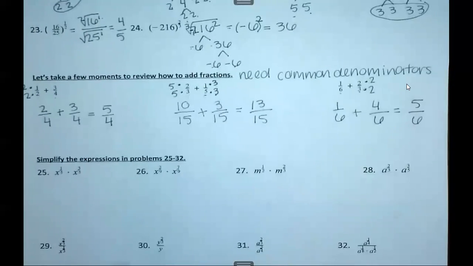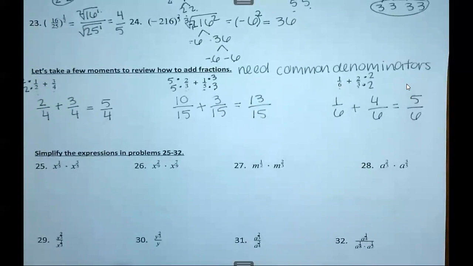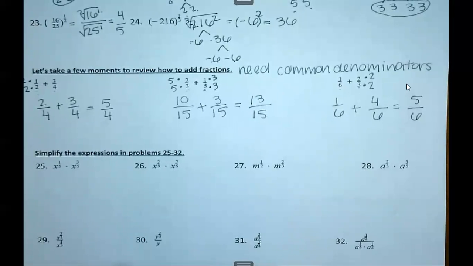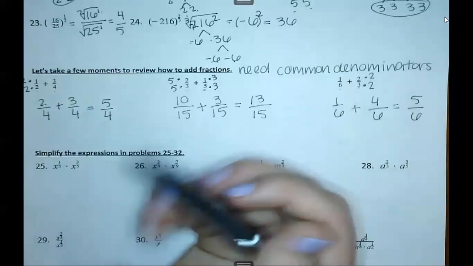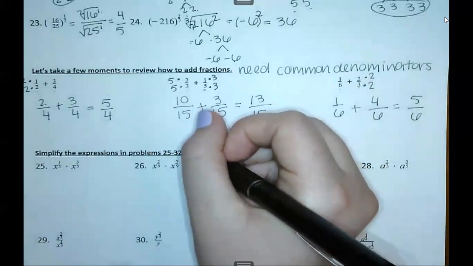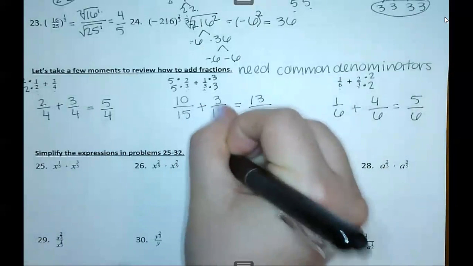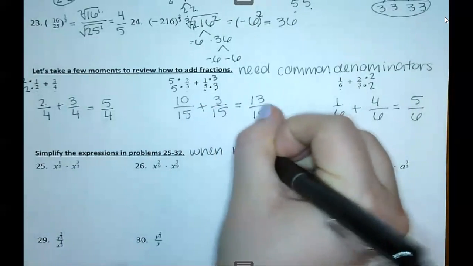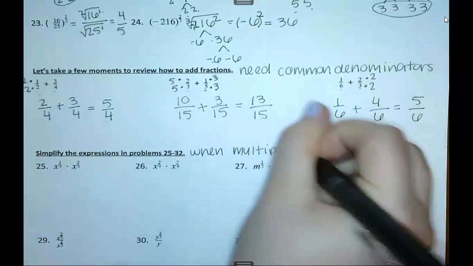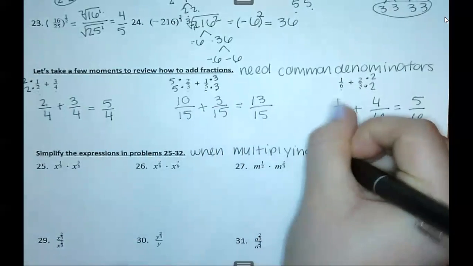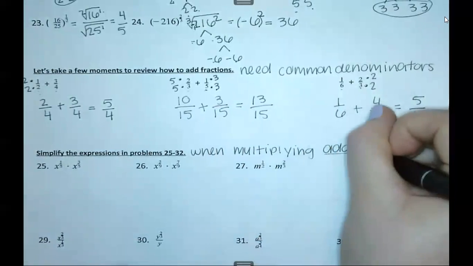Which brings us into our last section. And in our first row, we are multiplying two variables with exponents. Remember, our rule for multiplying bases is that we will add their exponents. So here, when multiplying, we add exponents.